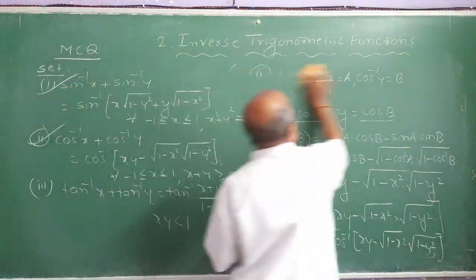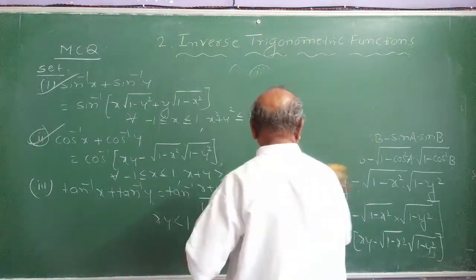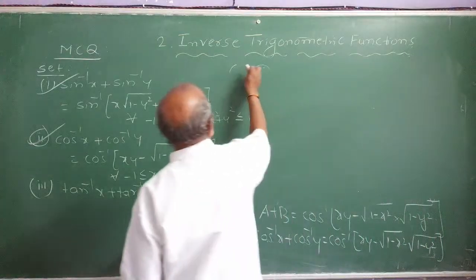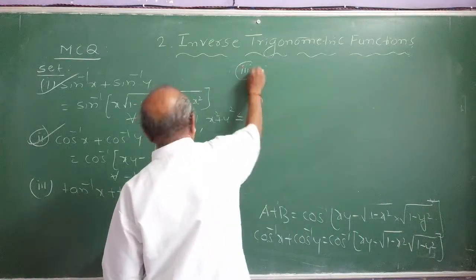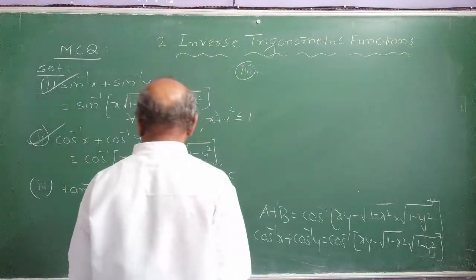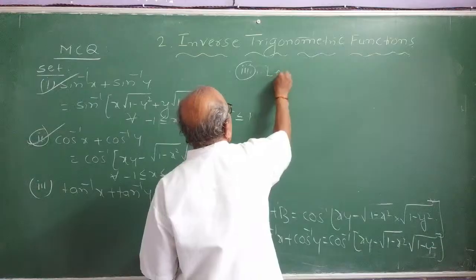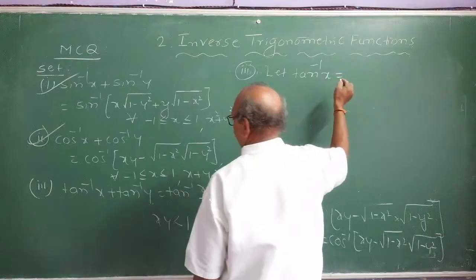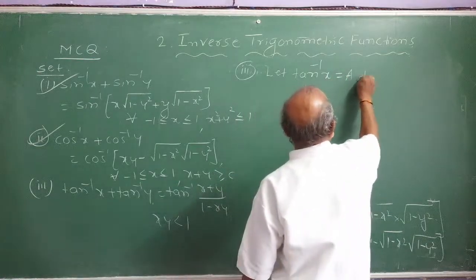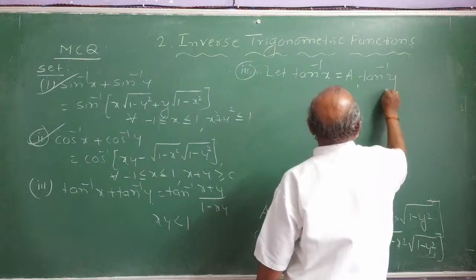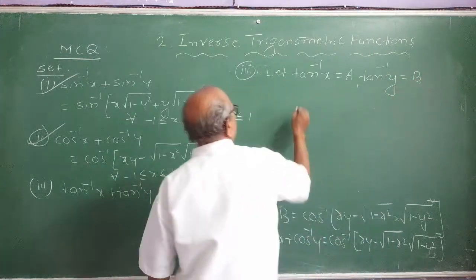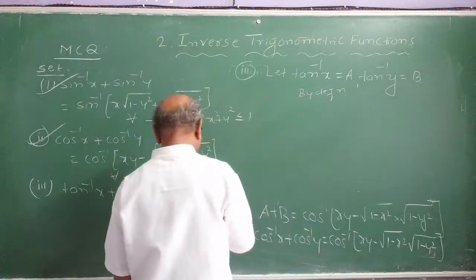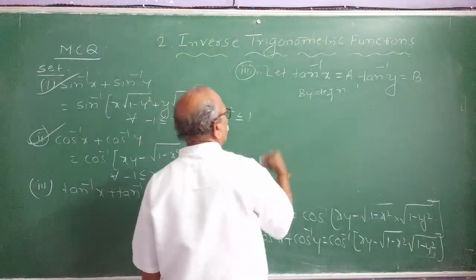Move on to the next one. Third problem. Tan inverse x plus tan inverse y is equal to tan inverse of x plus y upon 1 minus xy. Let us assume that tan inverse x is equal to A, tan inverse y is equal to B. By definition of inverse trigonometric function, the restriction is xy is less than 1, meaning it will be positive.